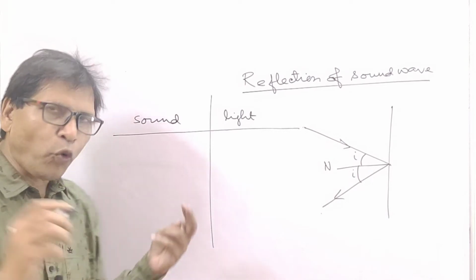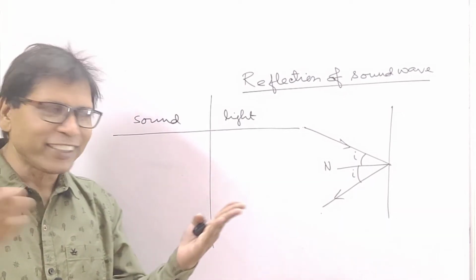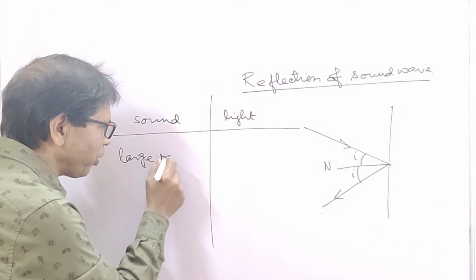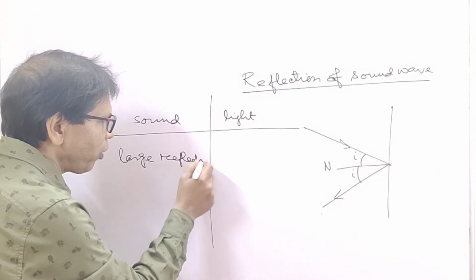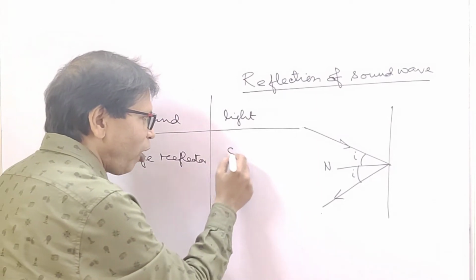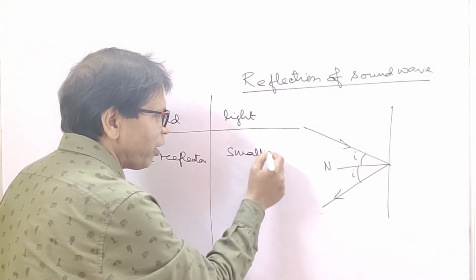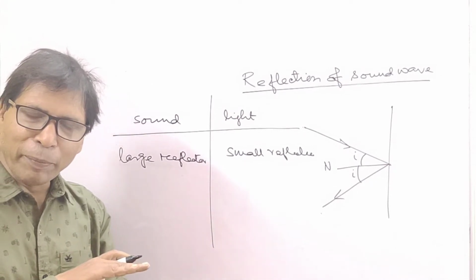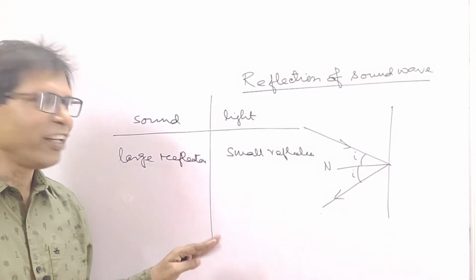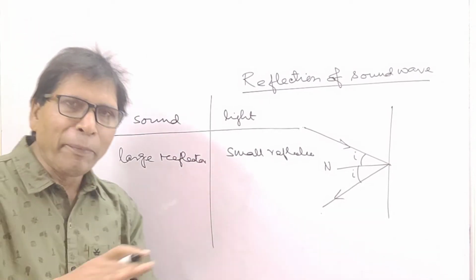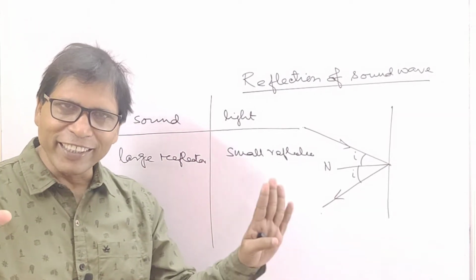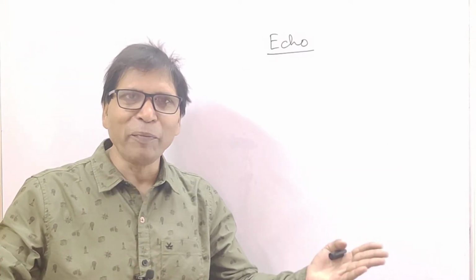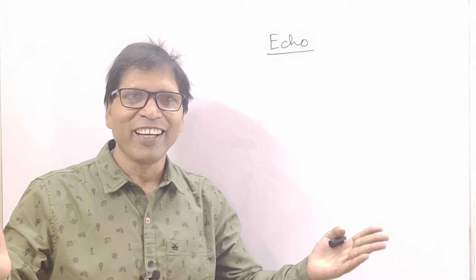Now, difference between the reflection of sound wave and reflection of light wave. As wavelength of sound wave is large, a large reflector is required for the reflection of sound wave. For light wave, a small reflector is required. For reflection of sound wave, a smooth reflector is not required. But for reflection of light wave, a very smooth reflector is required. Understood?